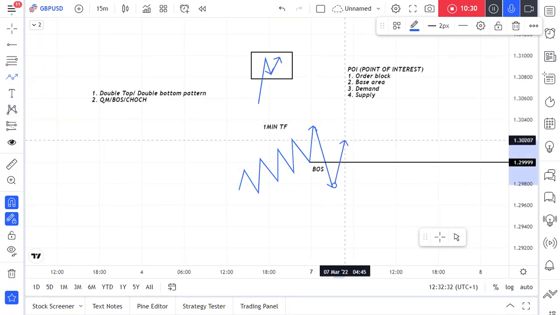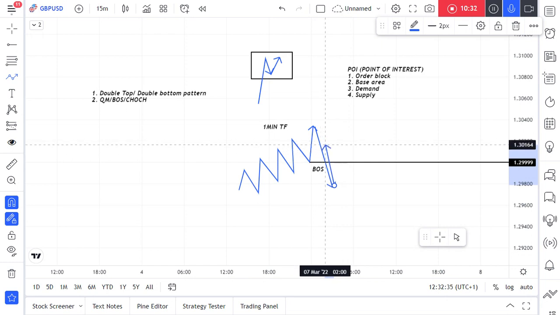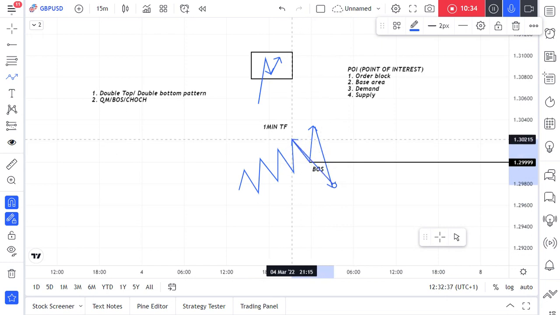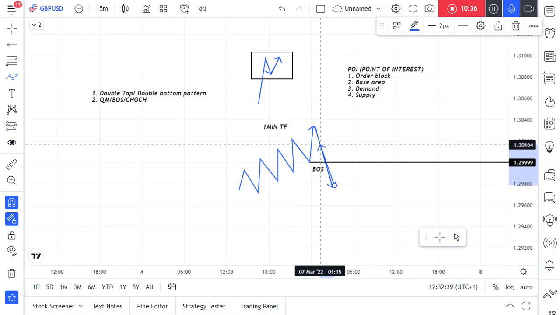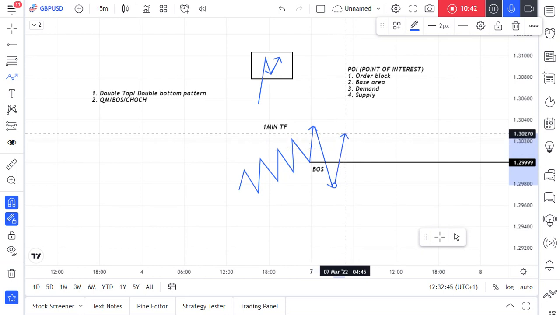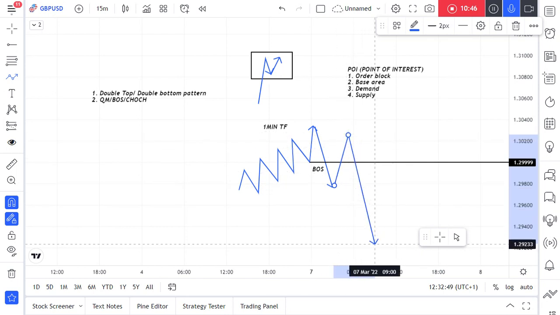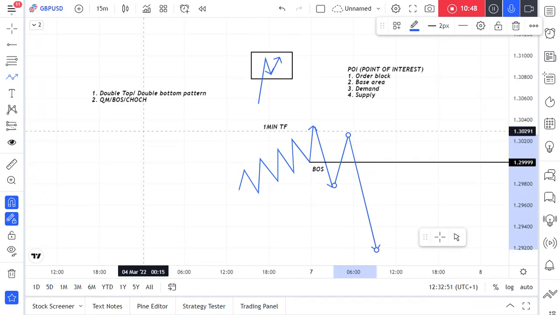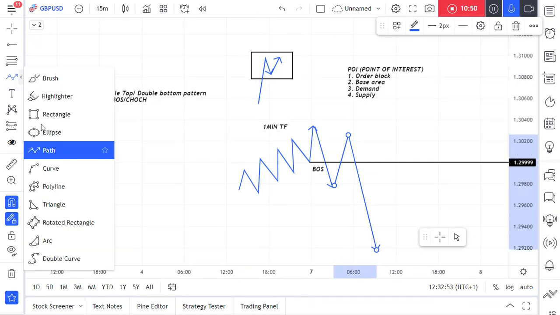But on the 1 minute time frame, what price is actually doing is going back to test the supply area, or this high, the QM level, or the base area that led to the break of this structure. Once price returns back and tests that base area, the next thing you see is price crashes down.